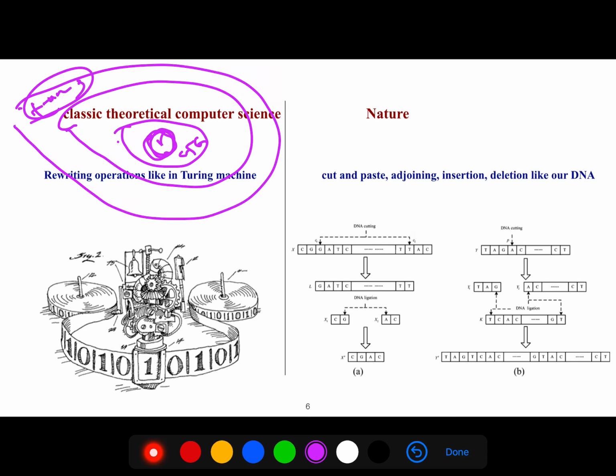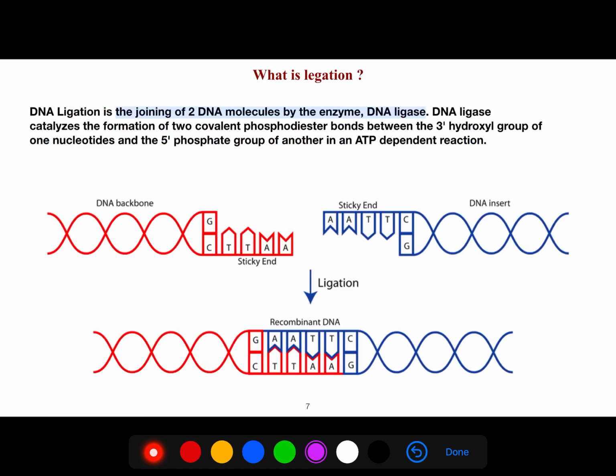Turing is all about rewriting operations. So the only action that you are doing is rewriting operation. But in nature, we have very different actions such as cut, paste, adjoining, insertion, deletion, and I will explain all of these actions. And all of these actions are happening inside your body at each instant of time and in all of your cells. So all of the human body is just computation.